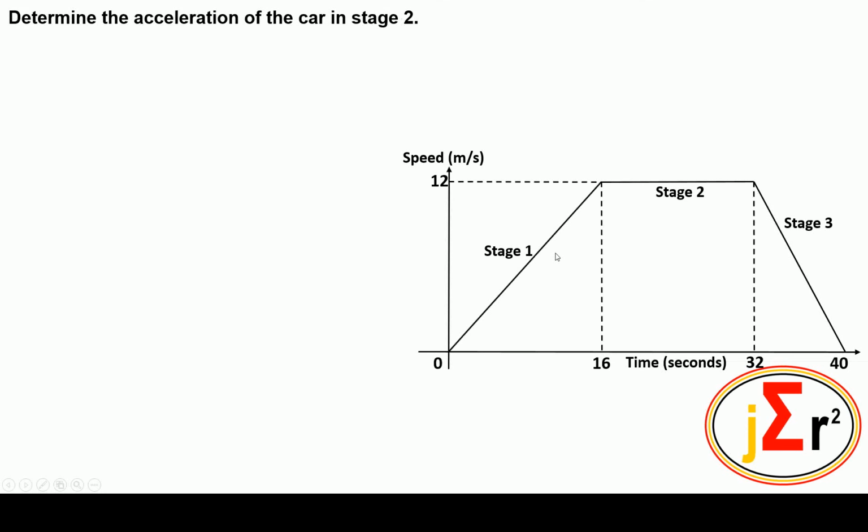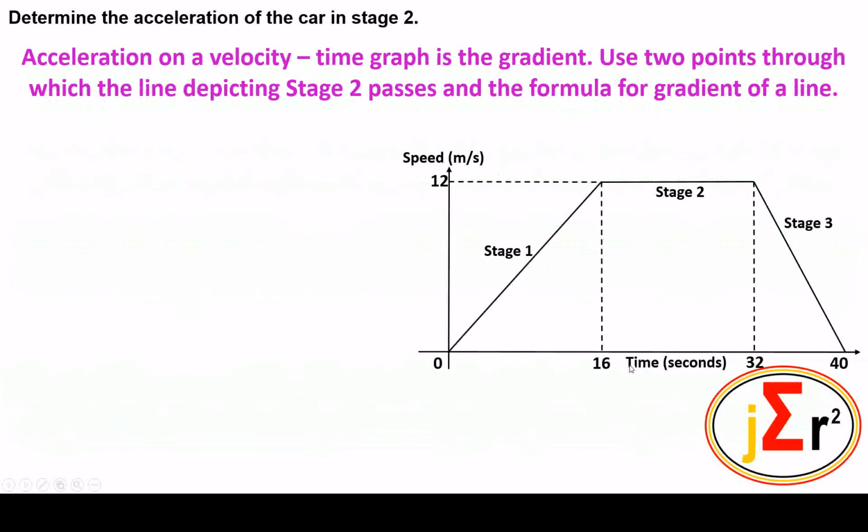Determine the acceleration of the car in stage 2. Stage 2 of what we have here is a speed time graph. And what do we know about the acceleration of a speed time graph? Acceleration on a velocity time graph is the gradient. Use 2 points through which the line depicting stage 2 passes and the formula for gradient of a line.